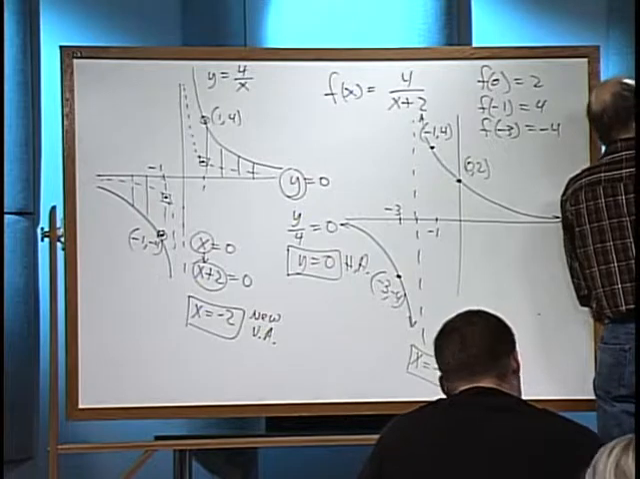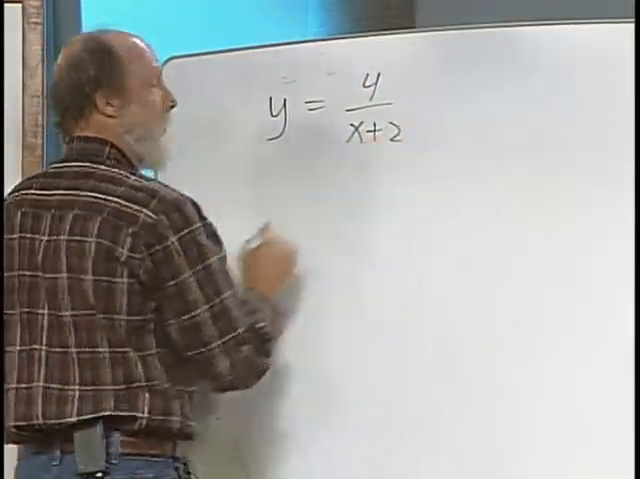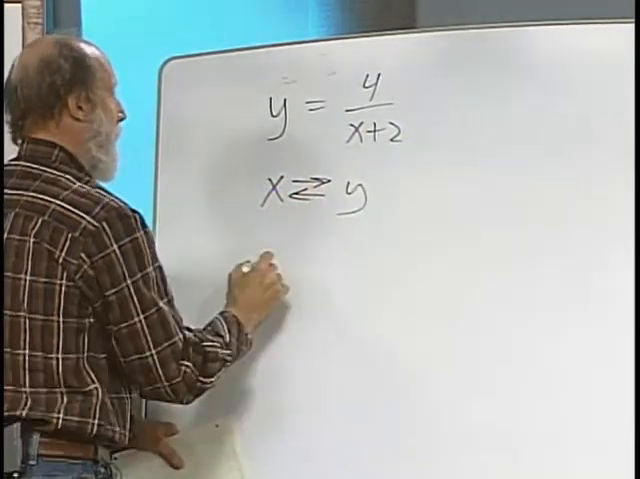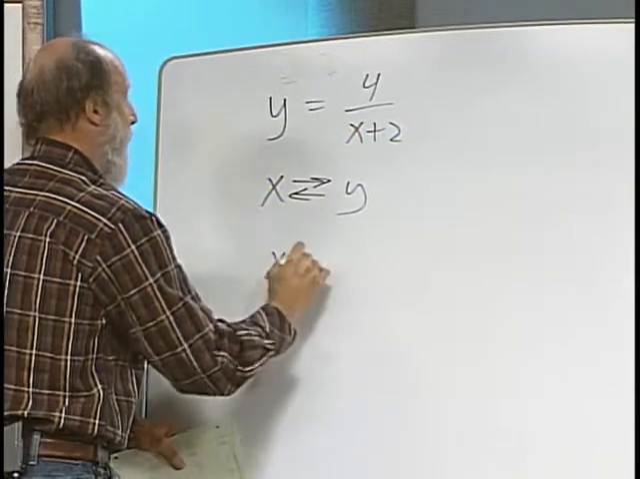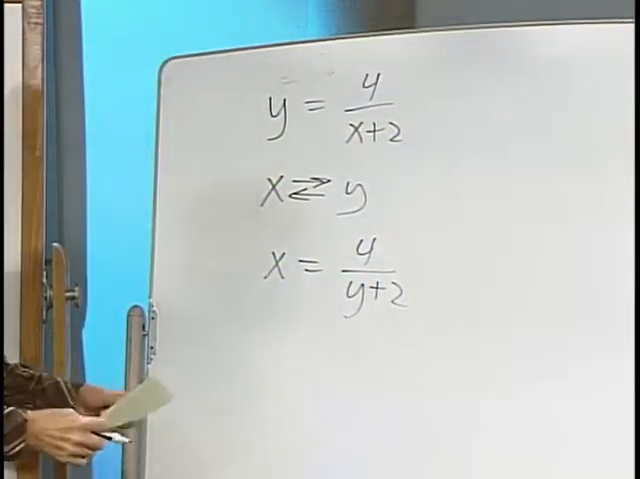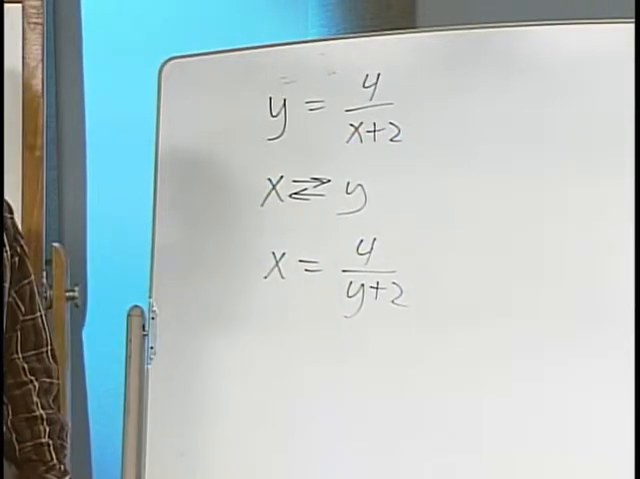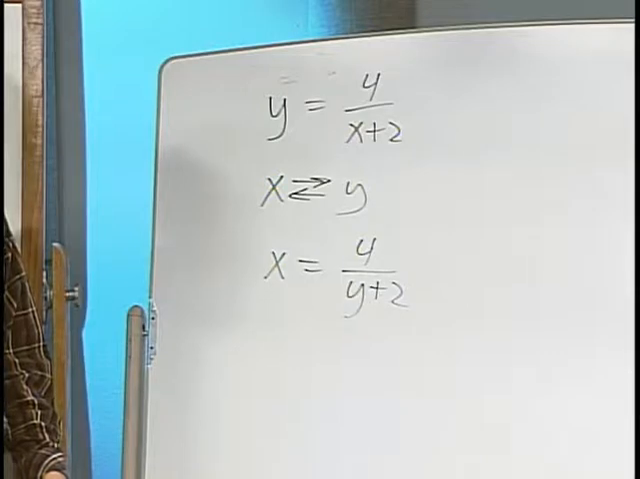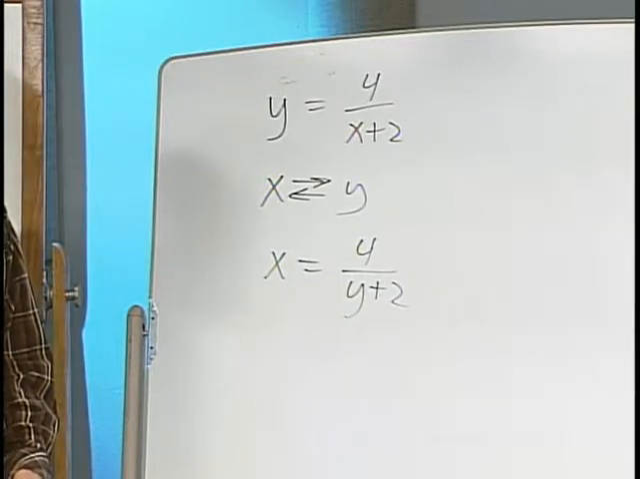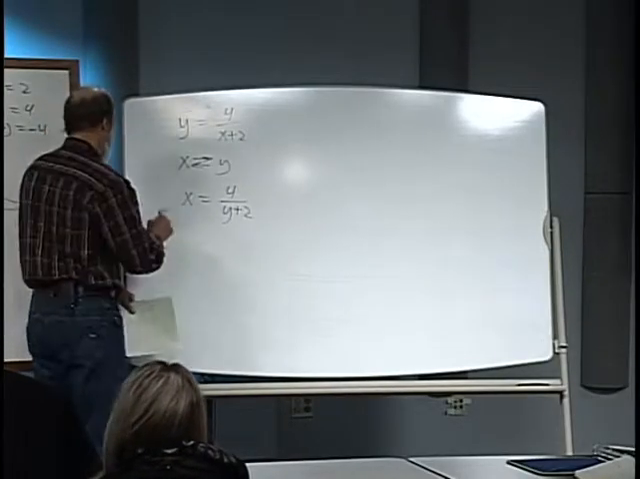So we have our function, which was y equals 4 over x plus 2. We're going to interchange x and y, and so we're going to get that x equals 4 over y plus 2. x equals 4 over y plus 2. And then, what do we need to do? Solve for y, always. Solve for y.